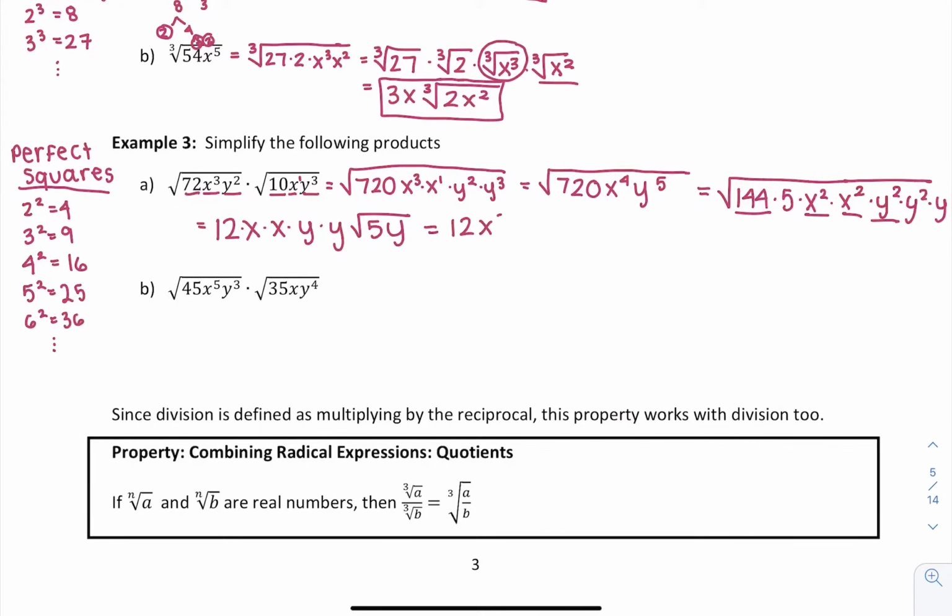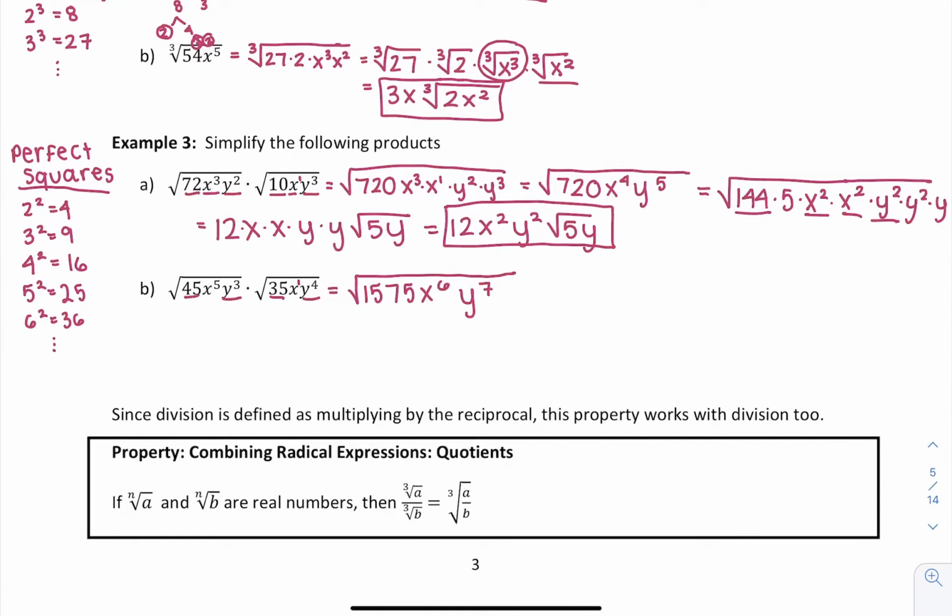Let's try another. So I'm going to start off by multiplying everything. This time I can kind of just multiply as I go. So 45 times 35 is 1,575. X to the 5th times x, remember it's really like x to the 1st. I add my exponents, 5 plus 1 is 6. And y cubed times y to the 4th, I add my exponents, 3 plus 4 is 7.